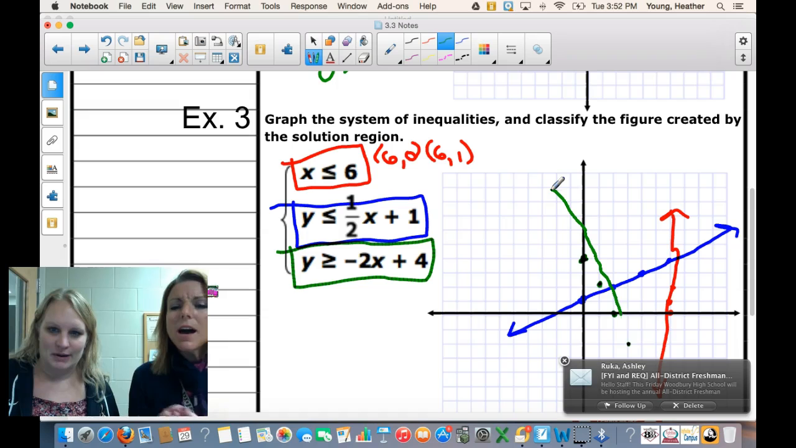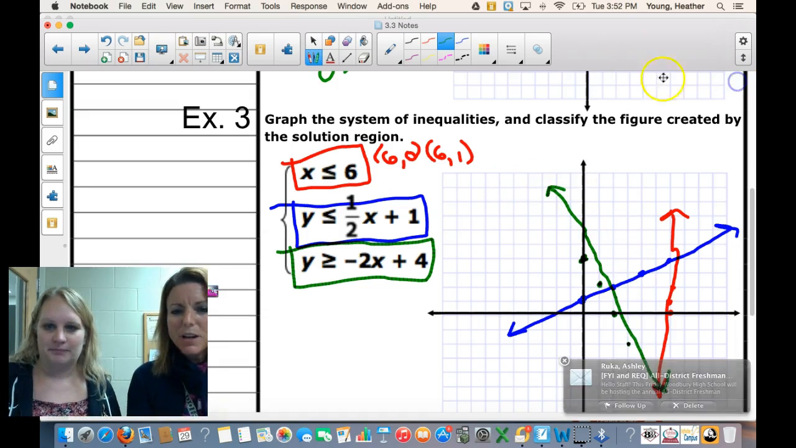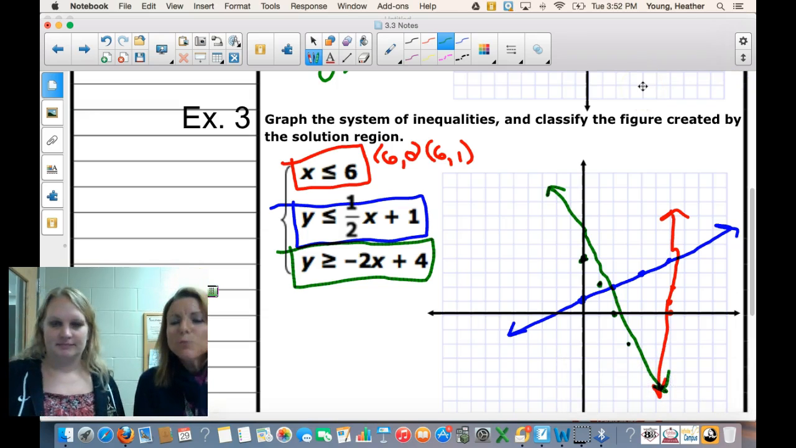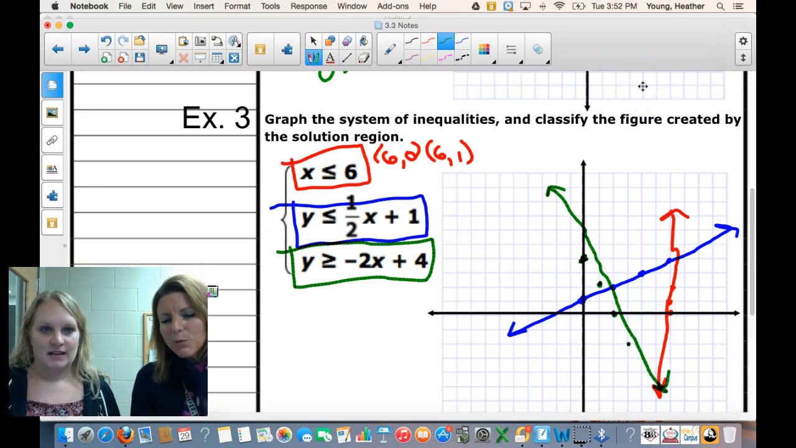Oh boy. Let's get that off of there. Go ahead. I'm trying. It went away. There we go. It's fine. Down and to the right. So now we're going to decide where we're shading.